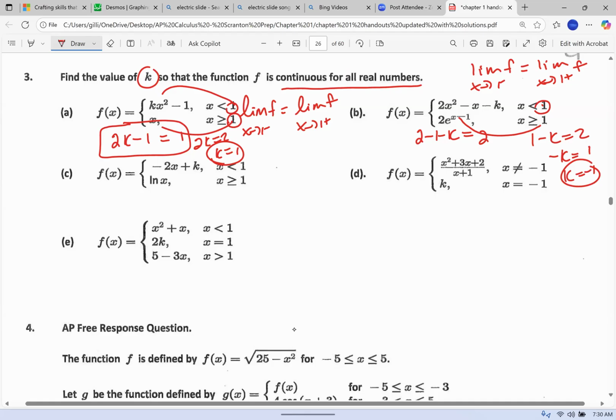So again, I just substitute the 1 in, and I get 2 minus 1 minus k. Put the 1 in for the x. e to the 0 is 1 times 2 is 2. 2 minus 1 is 1. Subtract the 1 from both sides and divide by the negative.